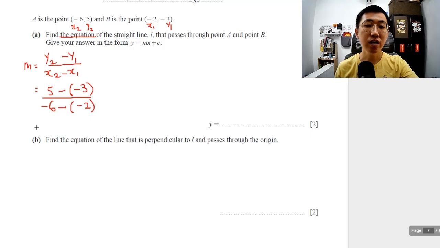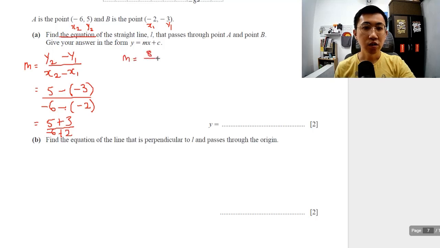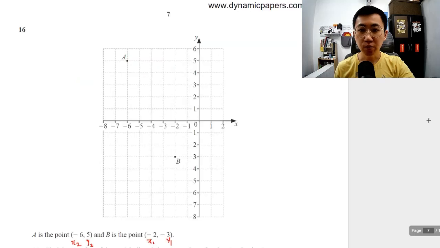Okay, now simplify. So 5 negative, positive. Here you're gonna write -6, negative, positive. So now simplify. What is your gradient? So 8 over -4, and your gradient will be -2. Okay, done. We haven't found our y-intercept from this.